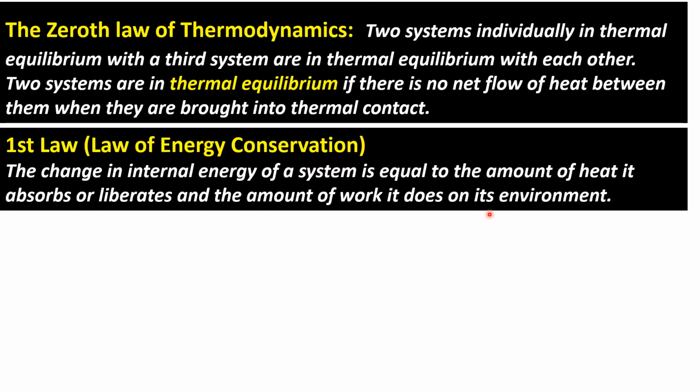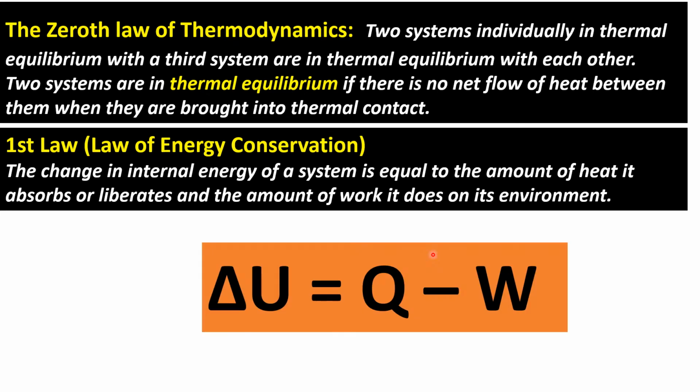Then we also have the first law, also known as the law of energy conservation, which states that the change in internal energy of a system is equal to the amount of heat that it absorbs or liberates, and the amount of work it does on its environment. Okay? Mathematically, it can be expressed in this equation, where delta U represents the change in internal energy of the system, and that is equal to the amount of heat that it absorbs or liberates.